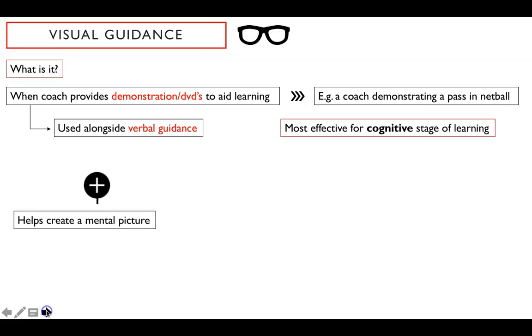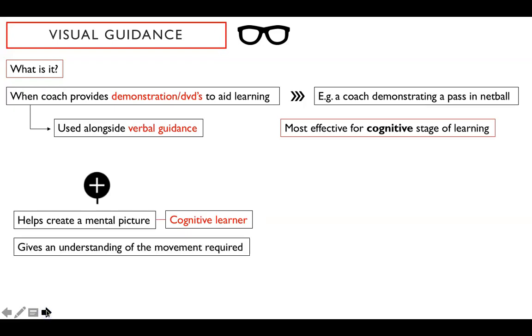Positives of visual guidance: it helps create a mental picture. Remember, if you're a beginner or at the cognitive stage of learning, you may not know what the skill looks like. So it's really important that if you have a demonstration, you can see it and you've got that mental picture. Mental picture is obviously key terminology for the cognitive learner. This gives the cognitive learner an understanding of the movement required. So that's really good with regards to the positives.